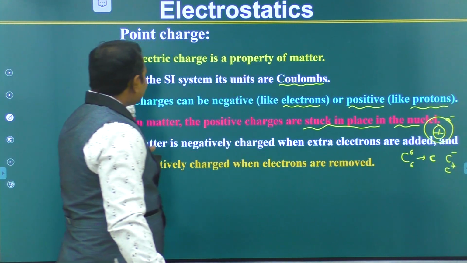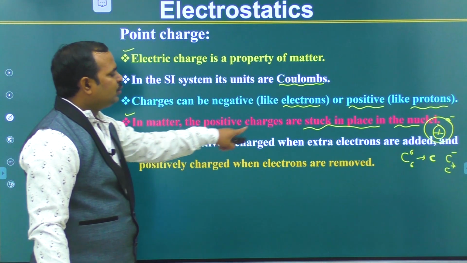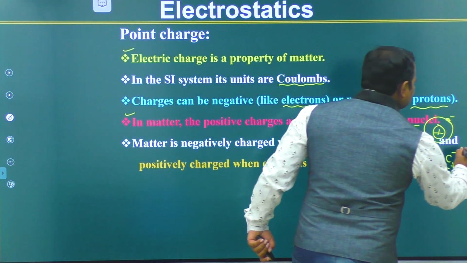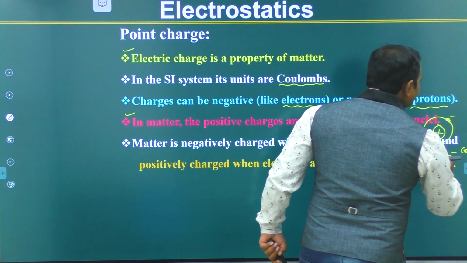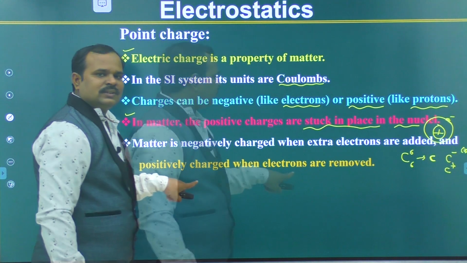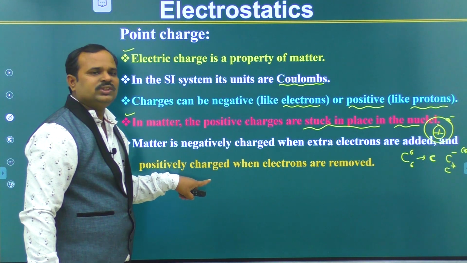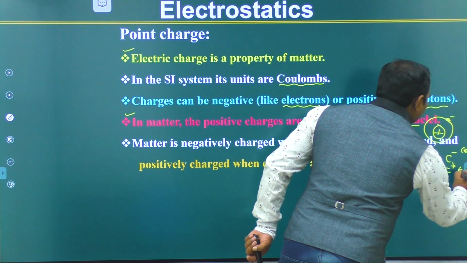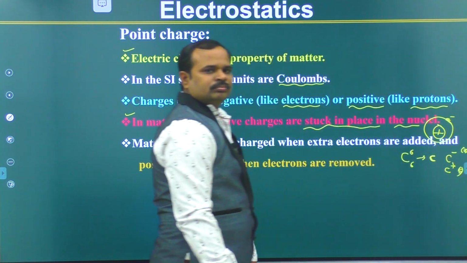So the matter is negatively charged when you add extra electrons. When we add extra electrons, that means here 7 electrons, so you have a C minus. When you remove one electron, then the material becomes positively charged because of one less electron. So here you will only have 5 electrons.